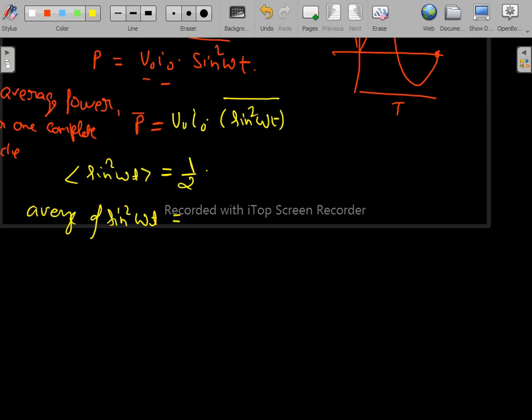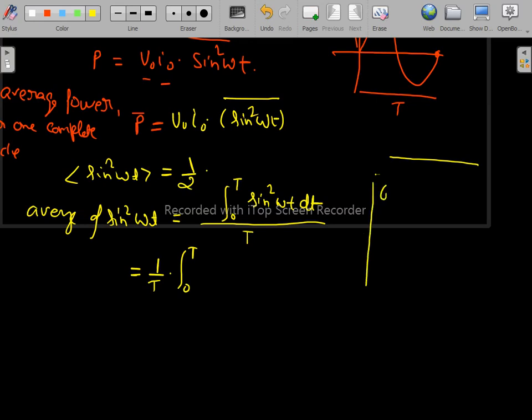So the average of sine square omega t. How do we find the average? First of all, we take the sum of all the terms, then divide by the number of terms, as in the case of VRMS and IRMS, we have calculated. Since this is a function, we will take the integration of this function under the limit 0 to T, sine square of omega t dt, and we will divide it by T as well. This is the way to find the average. We have done this previously. So this is 1 upon T, and this is 0 to T, where capital T is the time period, and this is the sine square of omega t.